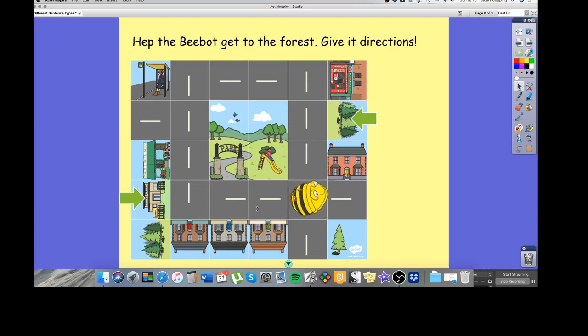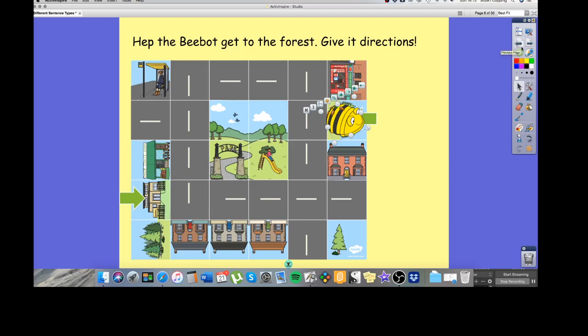Look. Turn left. Go forward 1, 2 spaces. Now I want him to turn right and move forward 1 more space. And that's how he gets to the forest. Now you could have gone this way round. You could have gone straight across the park if you wanted to. You could have said skip forward 4 spaces. All good examples.